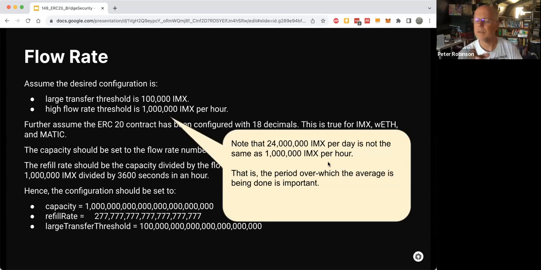Something to think about, though, is that 24 million IMX in a day is not the same as 1 million in an hour, because you're essentially saying, I'm going to have the same rate but average over a larger period. So someone could do a 23 million IMX withdrawal in one go and it wouldn't trigger, whereas it would trigger if you had 1 million per hour.